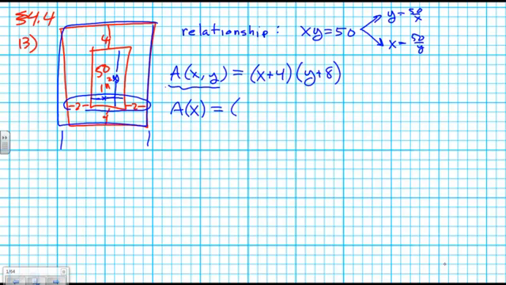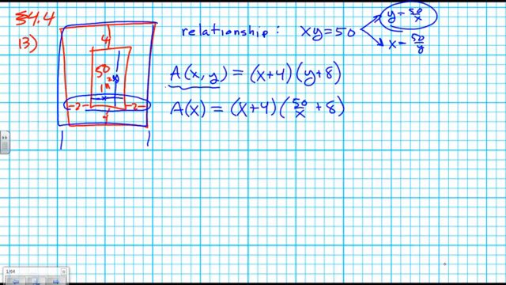So we're going to use this one, and we get x plus 4 times 50 over x plus 8. Clean up and take the derivative, please. Go.